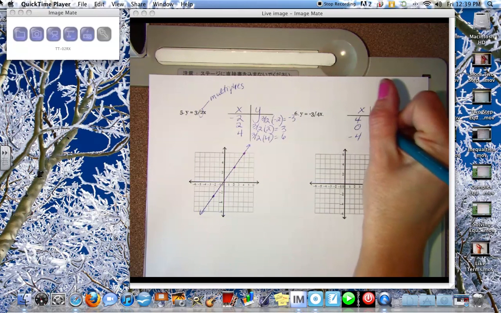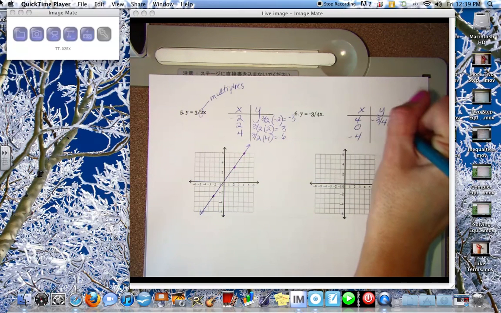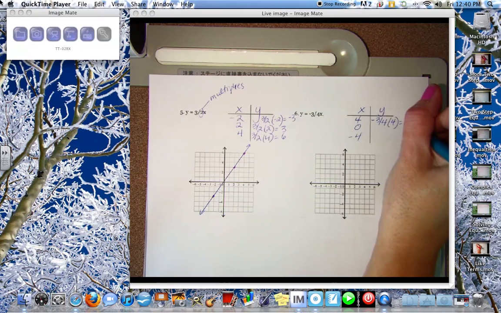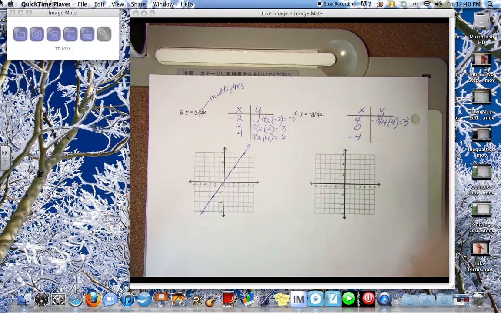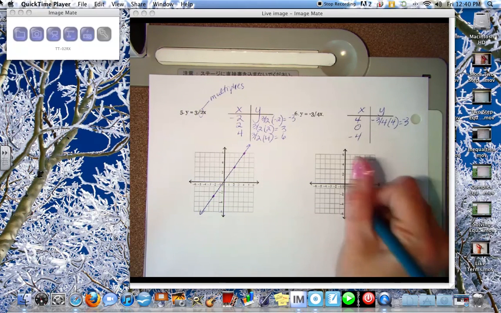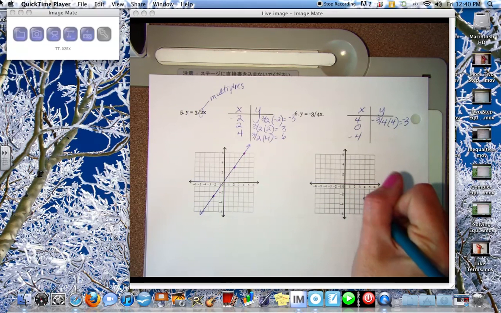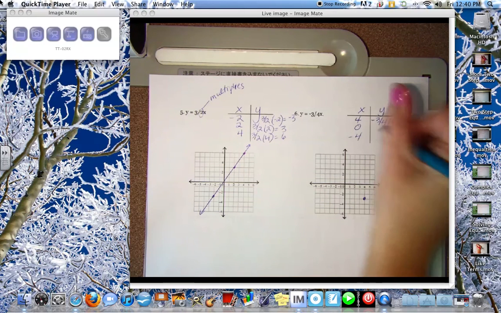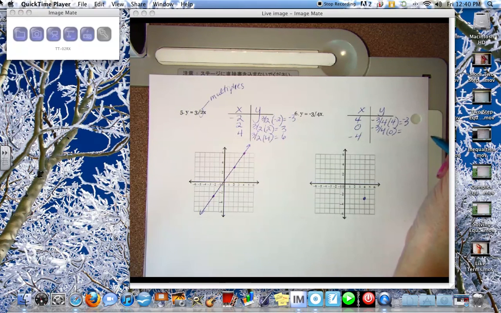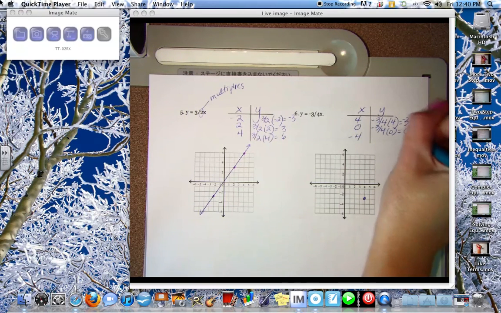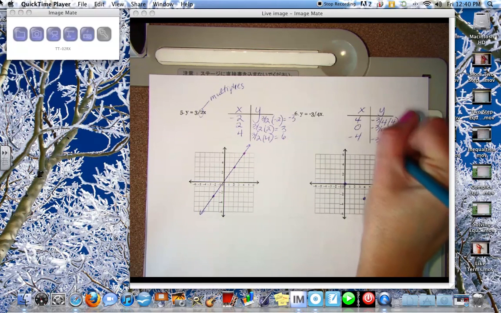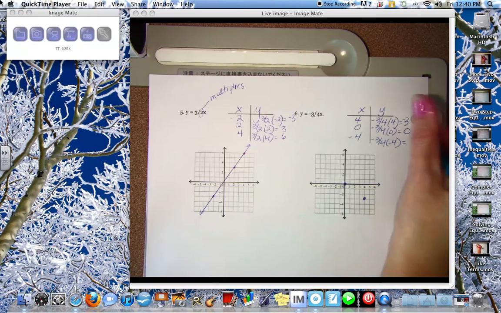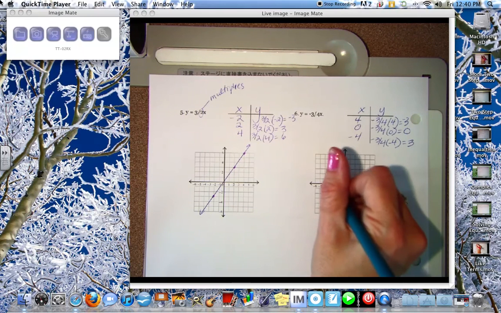All right, so we have -3/4 times 4. What does that give us? -3. So my first point is over 4, down 1, 2, 3. And then I have -3/4 times 0. What does that give me? 0. And -3/4 times -4 gives me +3. Yep. Sweet.